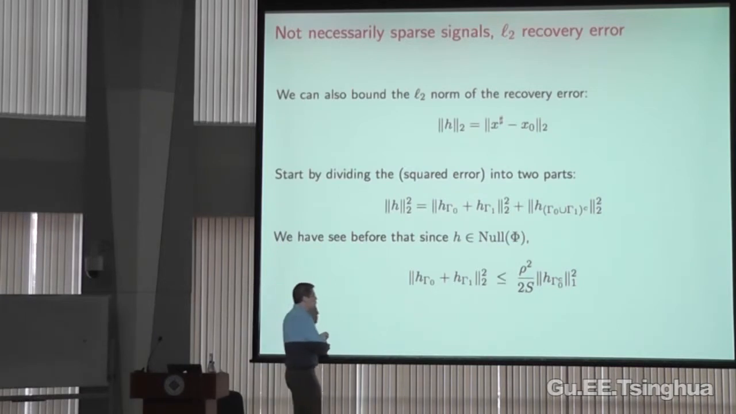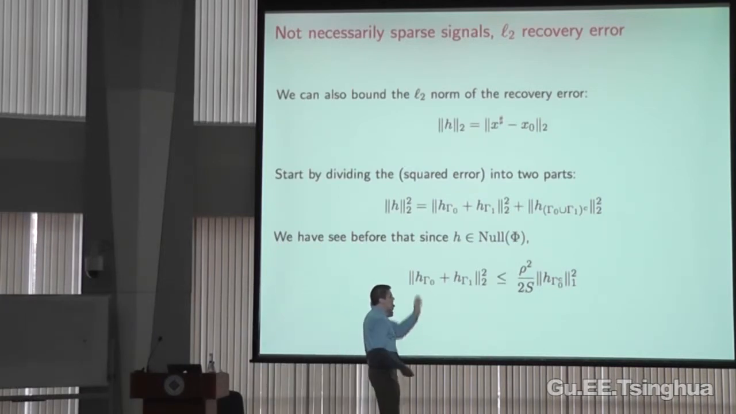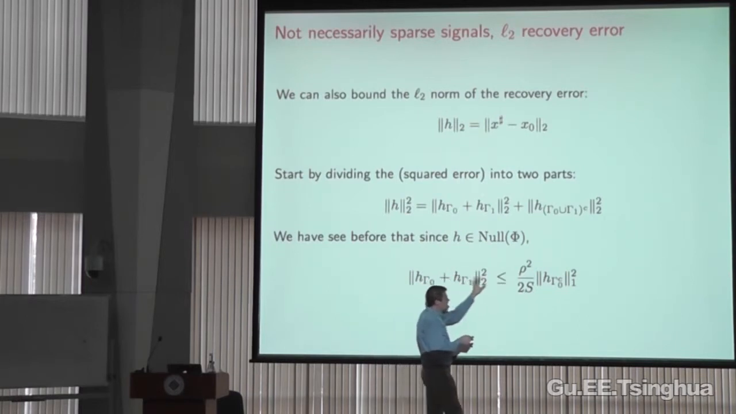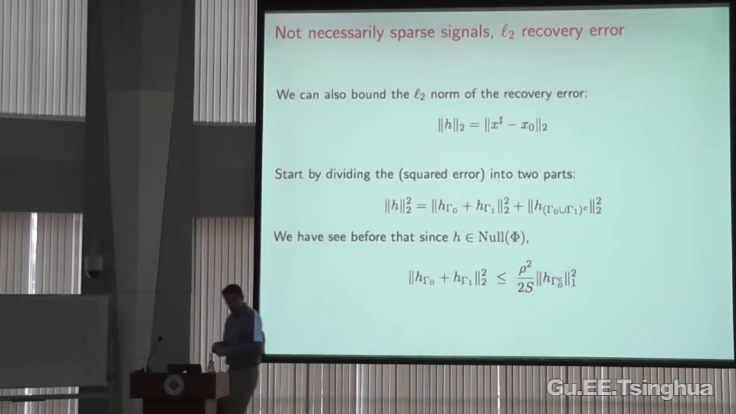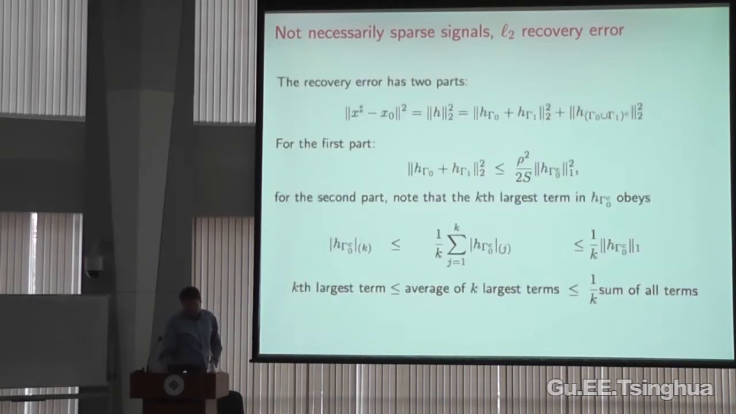I already showed that, in some sense, H being in the null space means the 2 norm on this support, where X naught is big and where the other terms in H are big, has to be less than something to do with the L1 norm squared on the rest of this support. So we showed this already. So now I have a bound for this first term. What to do with the second term, we just need a few manipulations.